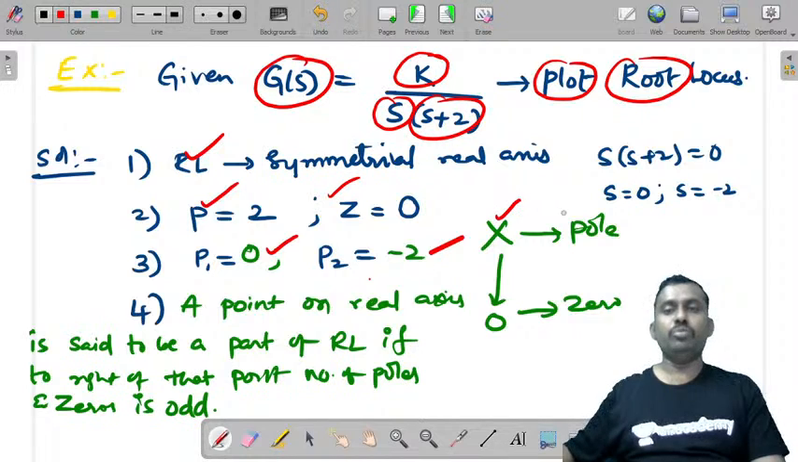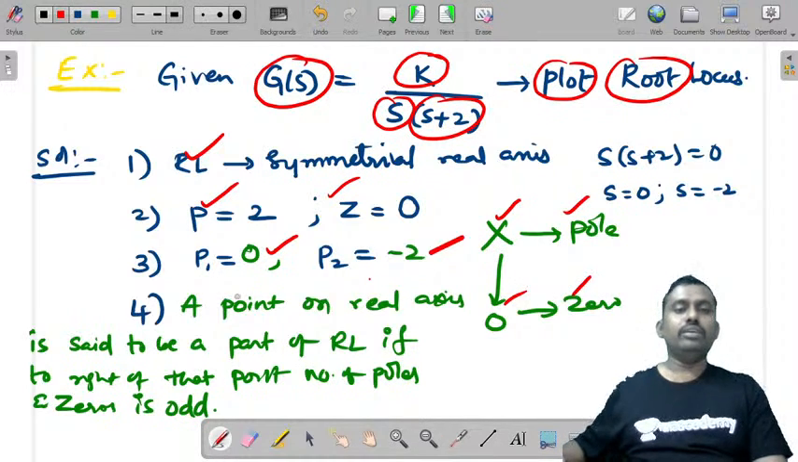And I told you every root locus path will start at a pole and end at a zero, and a point on the real axis is said to be a part of the root locus if to the right of that point the number of poles and zeros is odd.